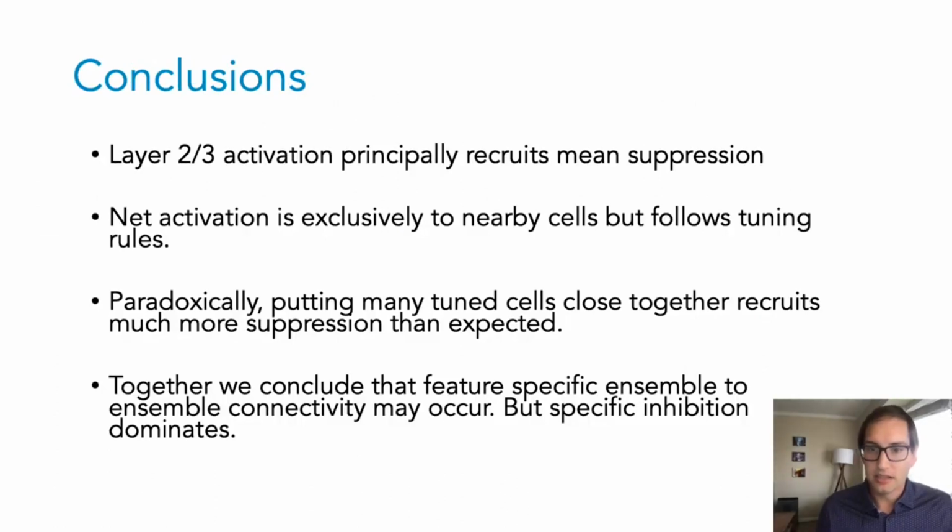With that, I'd just like to conclude. We observed that optogenetic activation of a small number of cells in layer 2-3 recruits mean suppression. Some activated cells are found nearby, especially when they're similar to the driven ensemble, but dissimilar cells are very inhibited. Putting many cells close together doesn't overcome inhibition, but instead amplifies it, an effect that's exaggerated following tuning rules. This provides evidence that there is feature-specific ensemble-to-ensemble connections, but inhibition is the dominant force at these scales.